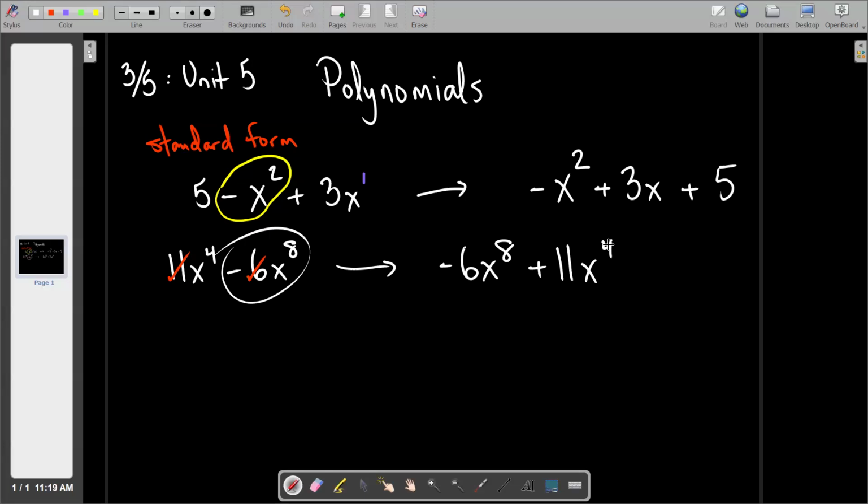Okay, the next two things we have to talk about are, here's your next vocabulary word, degree. The degree of a polynomial is its highest exponent variable.